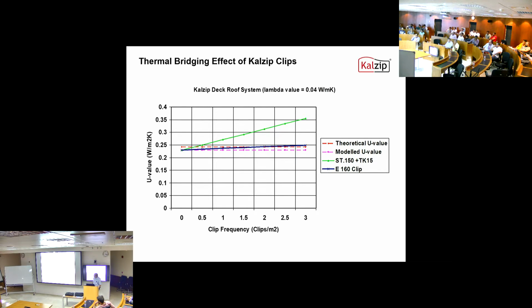And then when we look at the E-clips, which is the dark blue line, you can see the E-clips don't have any effect on the thermal performance of the system. So again, another reason why you should consider looking at E-clips, because they're good from an insulation point of view, they're good from the thermal performance point of view, reducing the risk of condensation and so on.